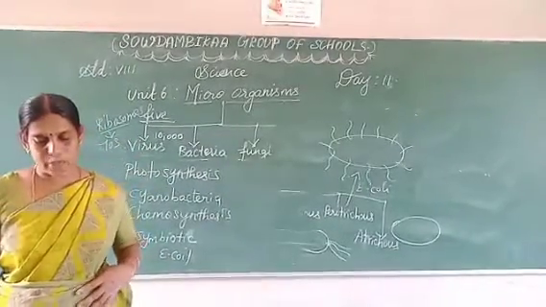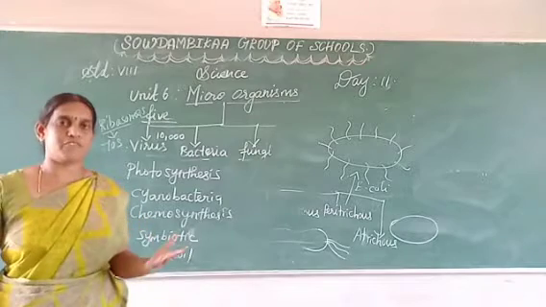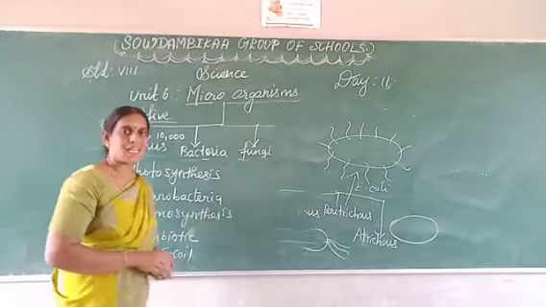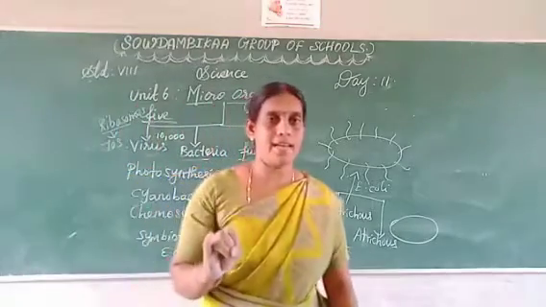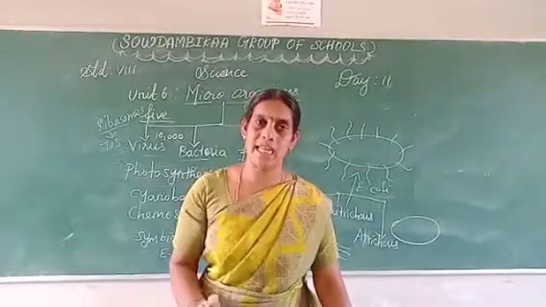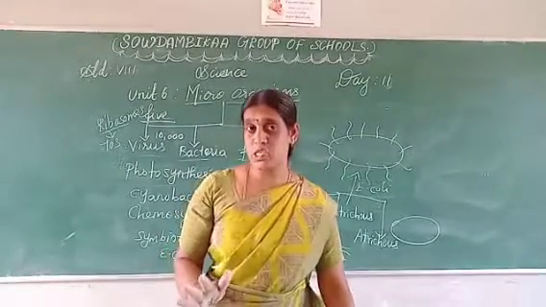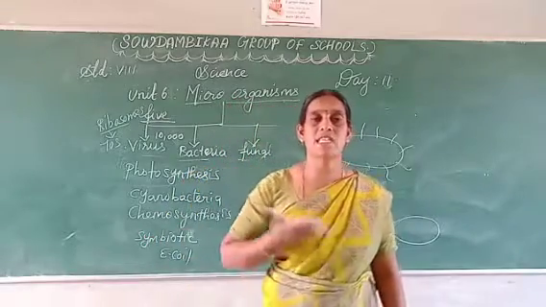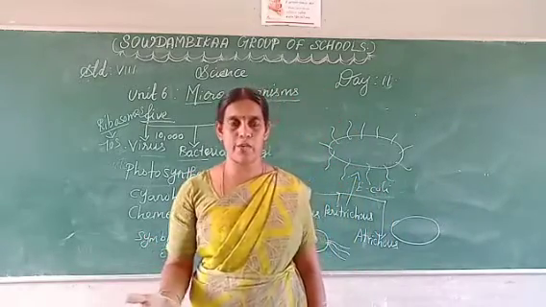Bacteria reproduce by fission, binary fission and multiple fission. Yes, students, are all clear about today's chapter? Virus, structure of virus, shapes of the virus, bacteria, shapes and cell structure. Based on the shape, the bacteria are divided into 4 types. Based on the flagella, the bacteria are divided into 5 types.